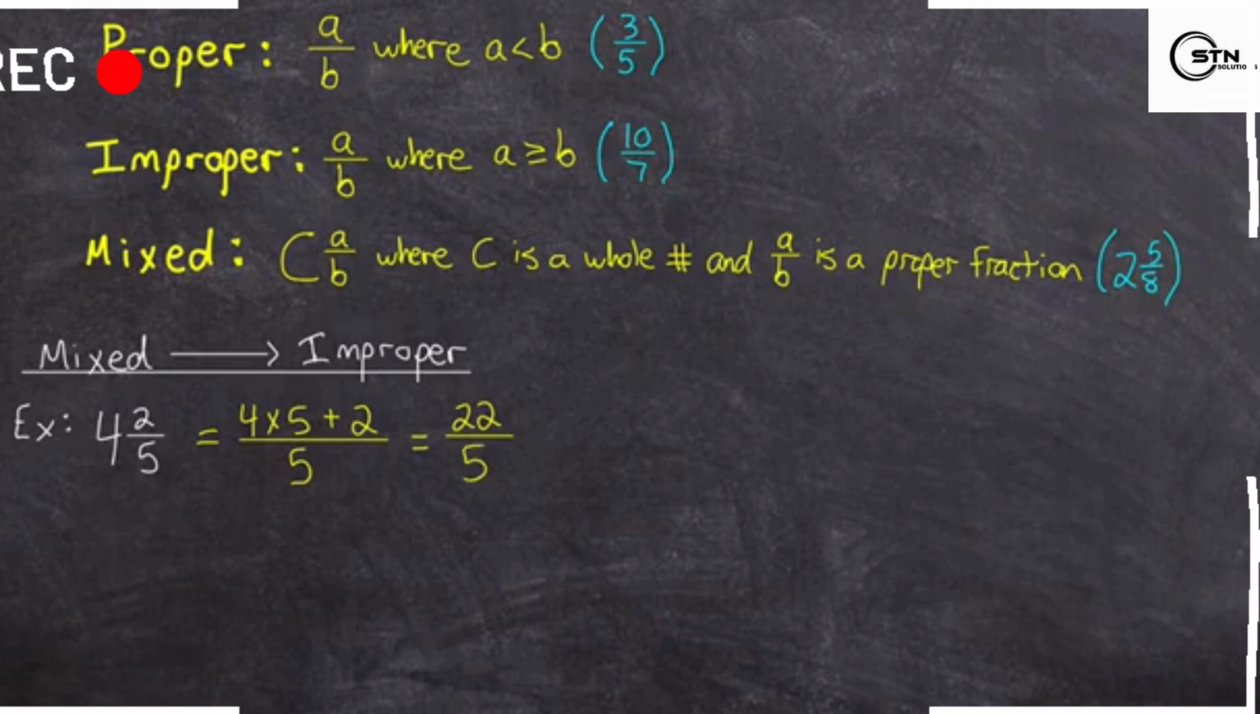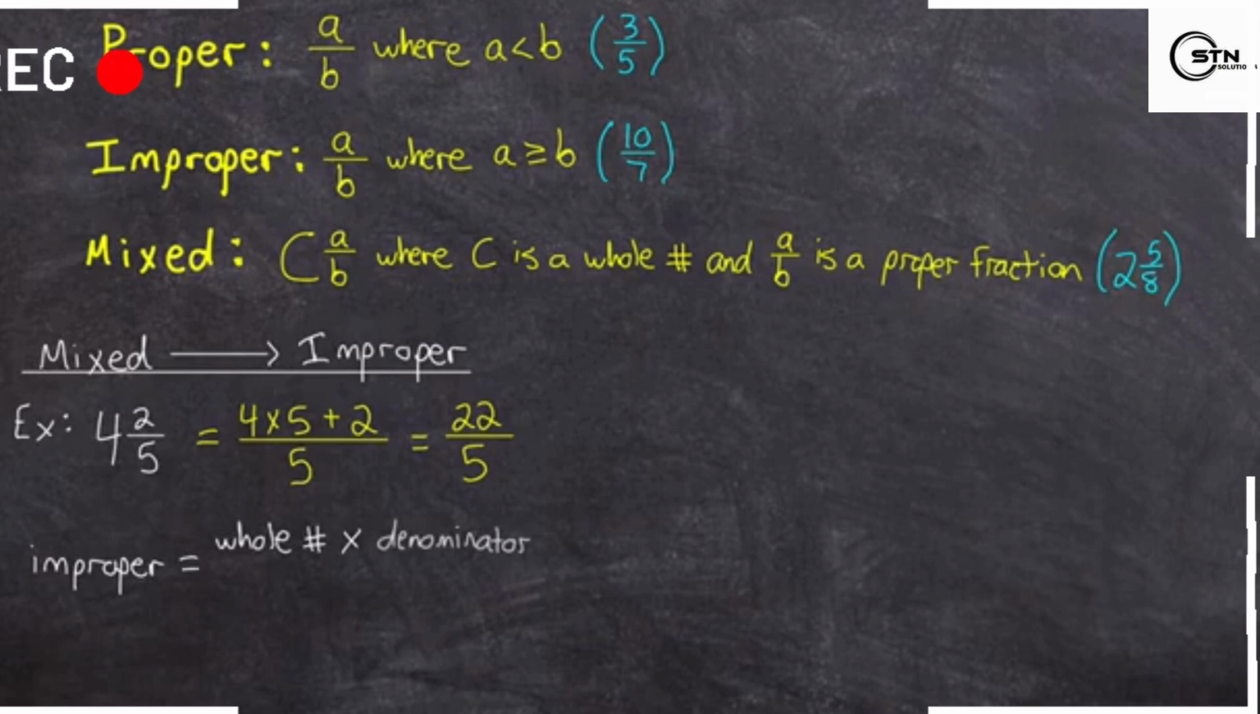So if I were to write this rule out in words, to get that improper fraction, I take the whole number of the mixed fraction, multiply it by the denominator of the fraction, then add the numerator, and put it all over the denominator of the fraction.